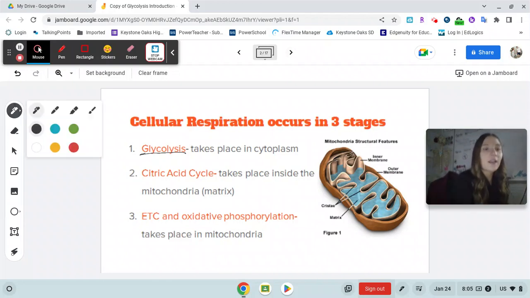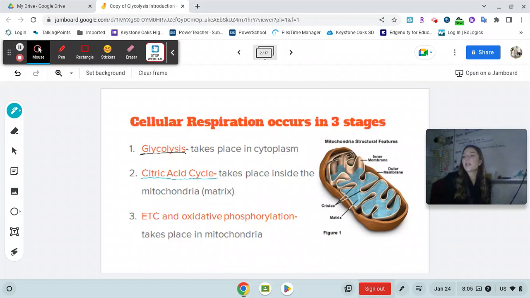Everybody, in a different color, if you go to the pen, you can just pick a different color. Underline step 2. We're not doing that today. Max, how do you think you say step 2? Wow, that was perfect. Citric acid cycle. That's the second step of cellular respiration. And that's actually in this little jelly bean shaped organelle.